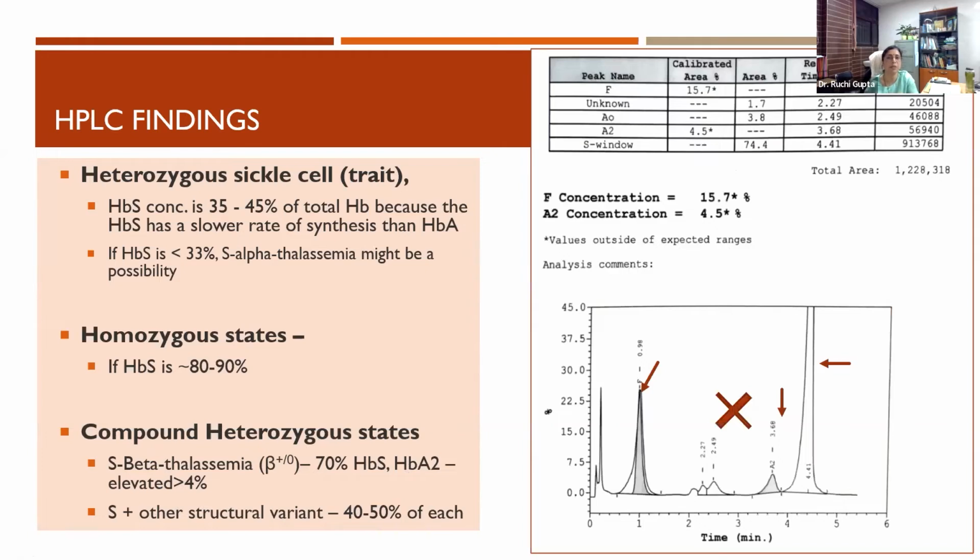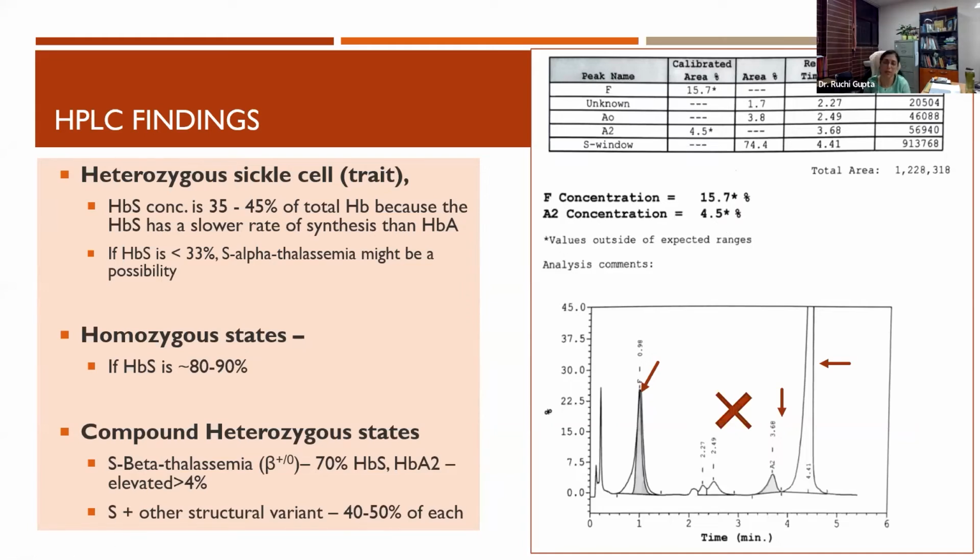So this is the HPLC of our patient. Again, I'll repeat the history: a 3-year-old child from Jharkhand with anemia and abdominal pain and so on. So what do we see over here? We can see that there is an abnormal peak. The A is lost. The F is elevated to 15.7%. And the A2 concentration is also higher than expected.